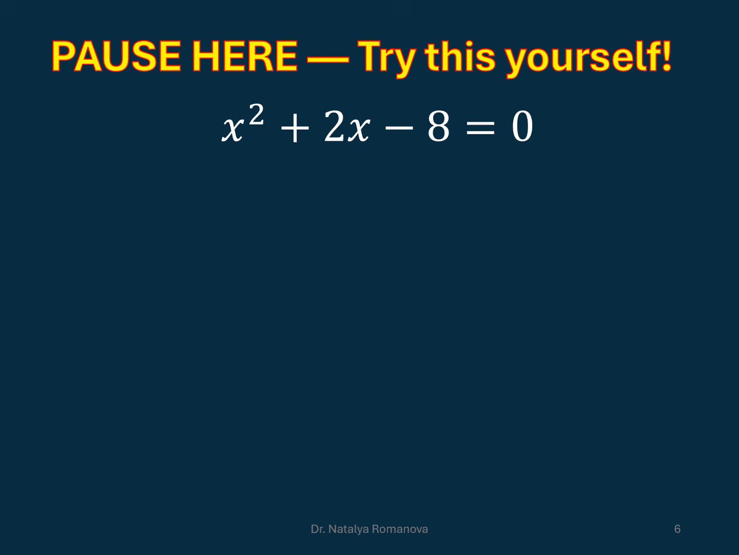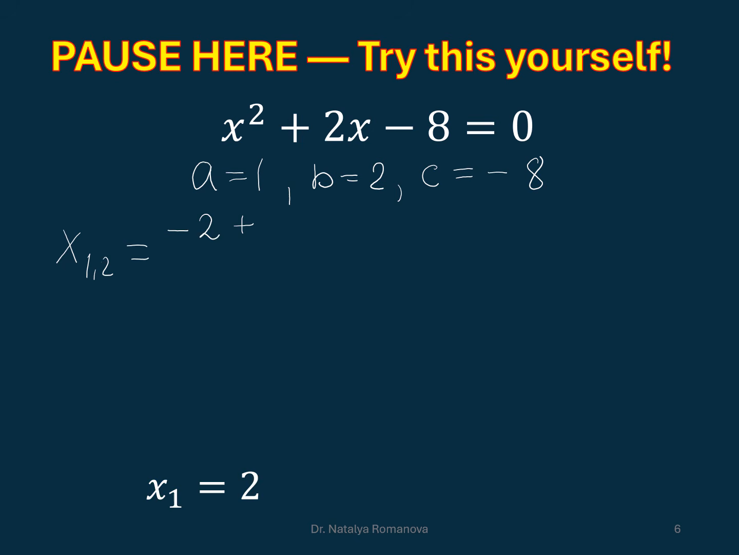Now let us continue. We have x squared plus 2x minus 8 equals 0. The first step, identify coefficients. Coefficient a equals 1, coefficient b equals 2, coefficient c equals negative 8. Quadratic formula, x sub 1, x sub 2 equals negative 2 plus minus square root of b squared, it is 2 squared, minus 4 times 1 times negative 8, divided by 2 times 1.